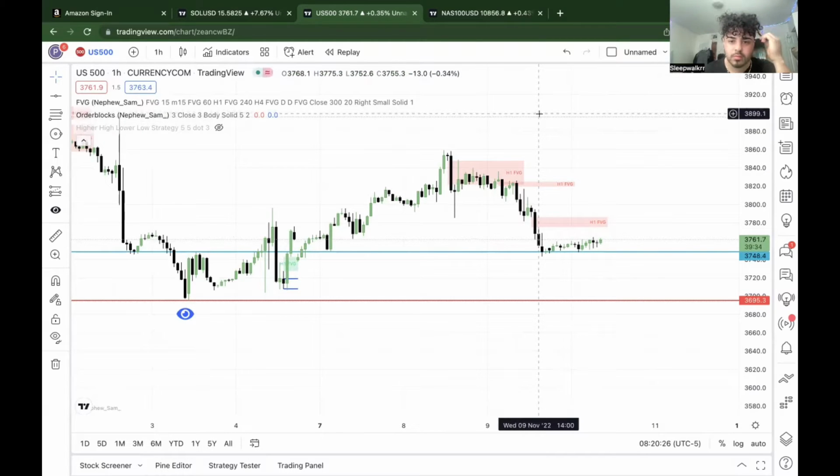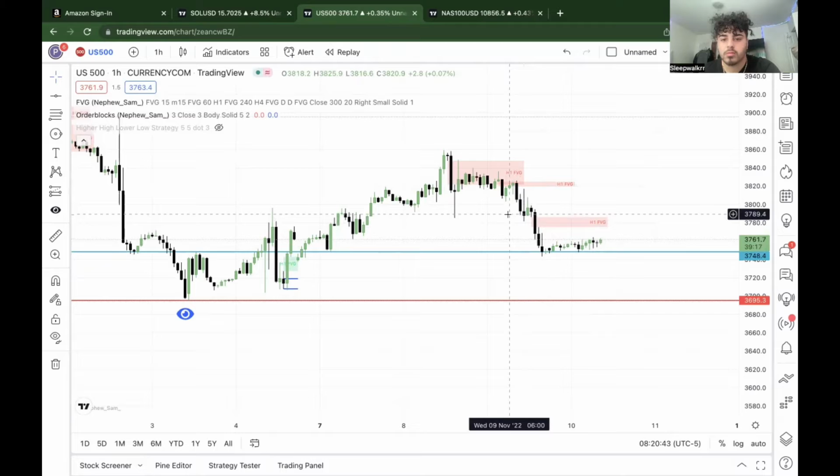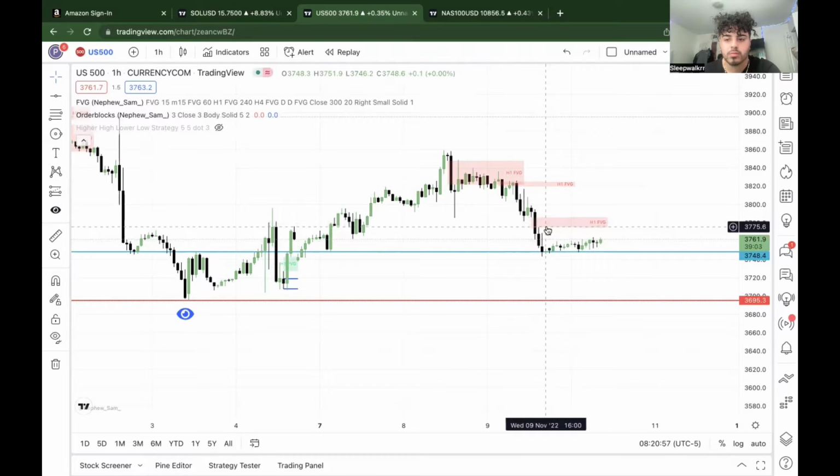So we have that small little fair value gap. And look at that low on the 9th of November at 10 o'clock in the morning. See that low? That's essentially just about the midpoint of that fair value gap. So it might want to revisit that if it spikes up there. This is what I'm expecting: price to jump up into that fair value gap, touch the very minimum of 3775.3. That should be your candle high on November 9th at 1400.